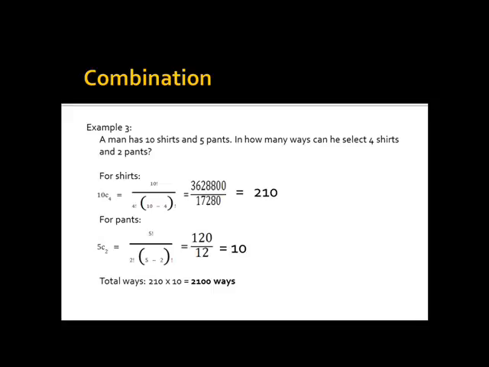So, for the total number of ways for selecting 4 shirts and 2 pants, we are going to multiply the number of ways in selecting shirts and the number of ways in selecting the pants, since the 2 events are dependent. So, the formula will be 210 times 10 is equal to 2,100 ways. So, there are 2,100 ways in selecting 4 shirts and 2 pants.